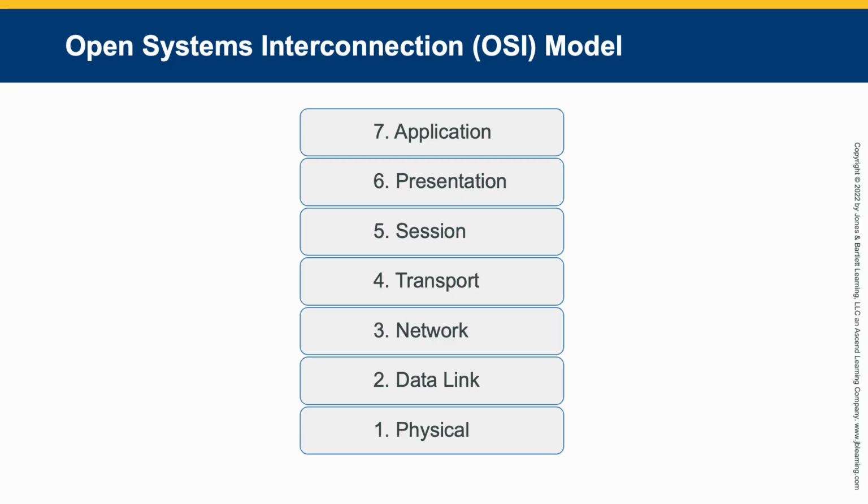Open Systems Interconnection, or OSI model. It's a seven-layer model that starts with the physical layer, data link layer, network layer, transport layer, session layer, presentation layer, and application layer. Let's look into this in more detail.